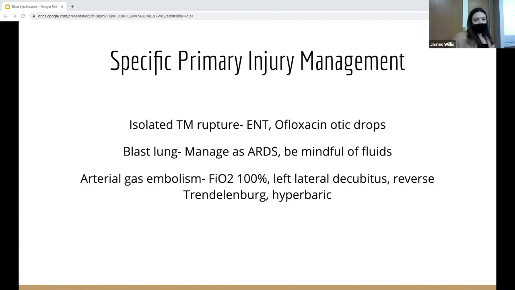Okay. If a patient has an arterial gas embolism, you want to use FiO2 of 100%, place them in the left lateral decubitus position, reverse Trendelenburg. And once the patients are stable enough, they can go to a hyperbaric chamber.